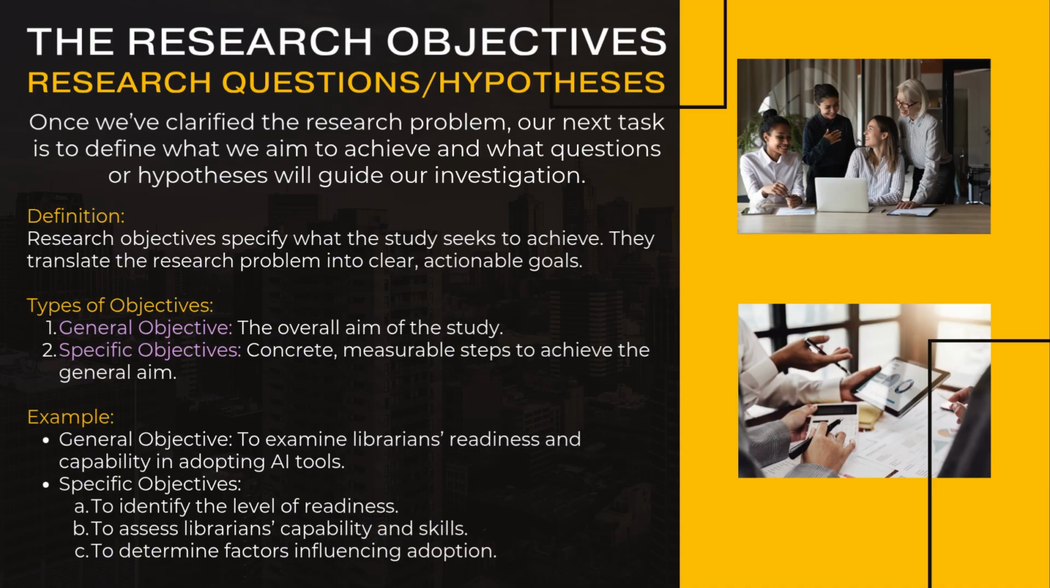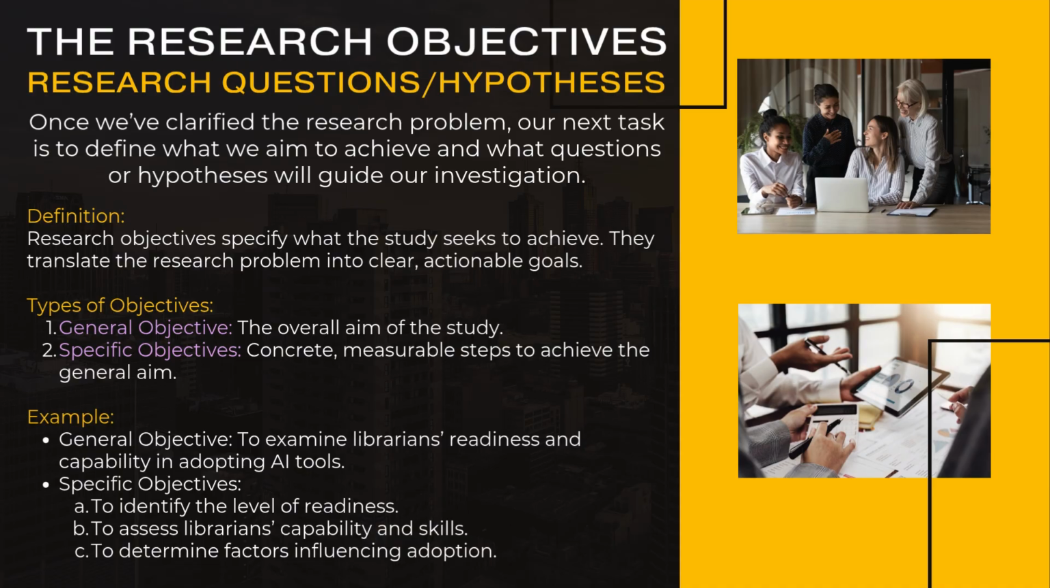There are two main types of objectives. The first is the general objective, which expresses the overall aim of the study. For example, to examine librarians' readiness and capability in adopting AI tools. This statement gives the study its big picture direction. Next, we have specific objectives, which break that general aim into smaller, measurable steps. For instance, to identify the level of readiness among librarians, to assess their capability and skills in using AI technologies, to determine the factors that influence AI adoption in academic libraries.